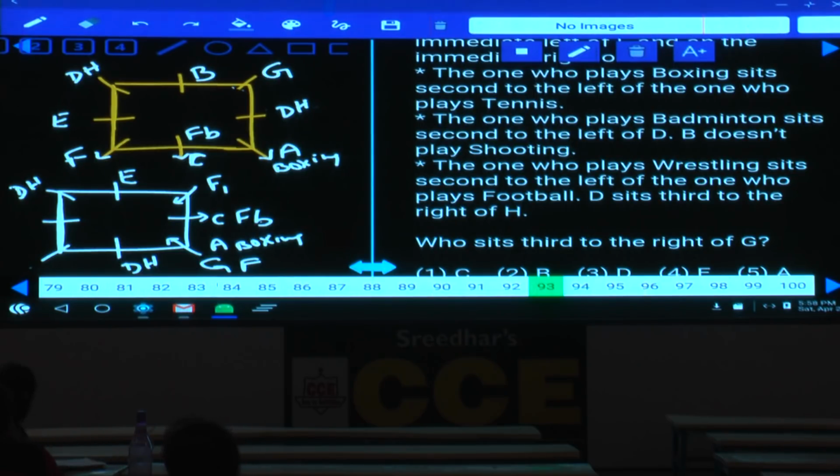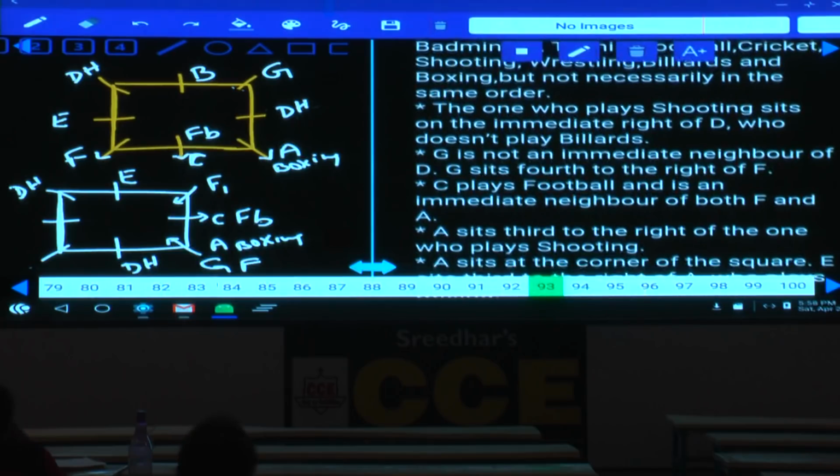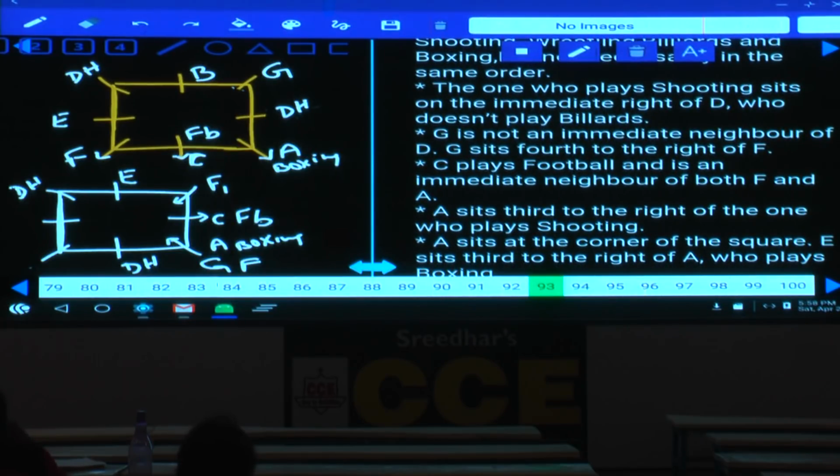And B. Now let us go through the games. The one who plays shooting sits on the immediate right of D. Immediate right hand side of D, it must be shooting, isn't it? Either G can be shooting, or B or E can be shooting, isn't it? Then D does not play billiards. D, billiards is ruled out. G is not an immediate neighbor of D. Now here, G is not an immediate neighbor of D, hence G cannot be here, H must be here.